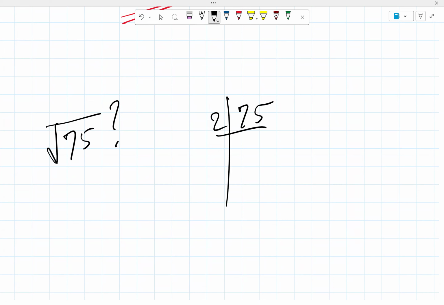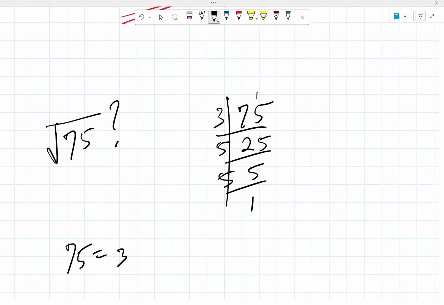So 2 cannot go in 75. 3 can go, because 7 plus 5 is 12, so 3 can divide 75. 3 in 7 is 2, remaining 1. 3 in 15 is 5. Then 25 now, so 5 goes in 25, 5 times 5, and 5 goes in 5 one time. So that 75 is equal to 3 times 5 times 5, which is 3 times 5 raised to power 2.